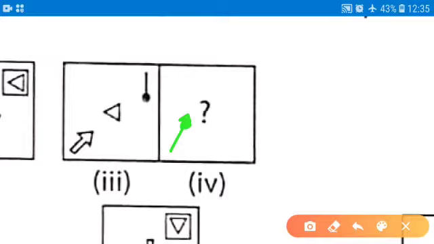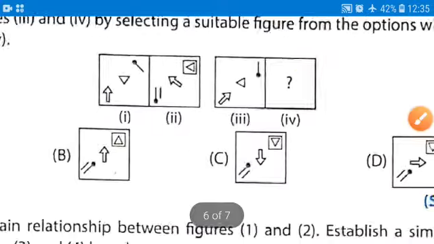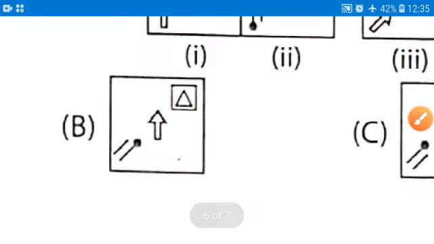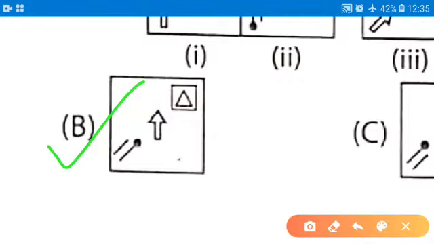And this first element is taking the place of the second element, so the arrow will be like this, and the triangle will be here, and it will be like this. Now checking the correct option, the correct option we will be getting is answer B, option B.